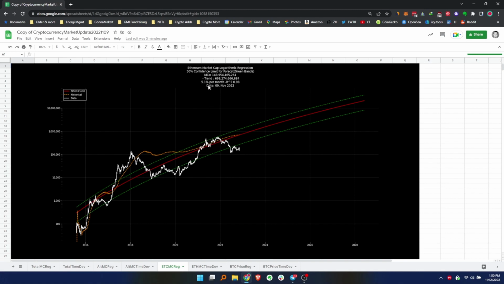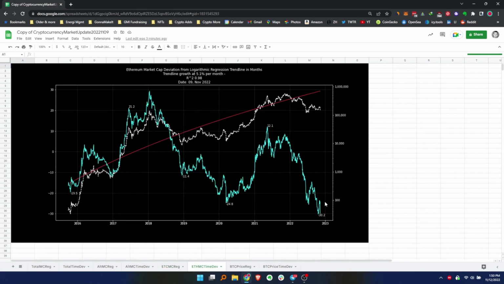Here we're seeing a 5.1% growth rate per month for Ethereum. And then the time deviation here is also very interesting. We're 30 months undervalued for Ethereum. That's crazy. You look here in 2020 at those lows, we were around 20, 25 months undervalued. This isn't the most extreme undervaluation we've had of Ethereum.